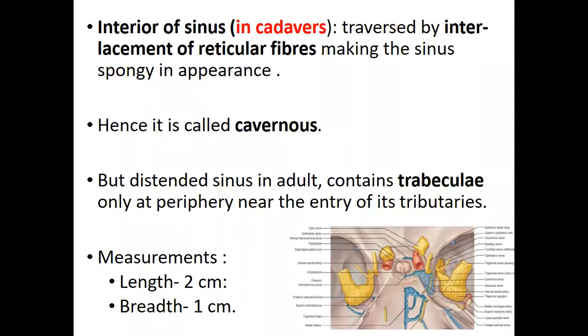But in a distended sinus, in case of an adult, it contains trabeculae only at the periphery near the entry of its tributary. So in a distended sinus, you will not get reticular fibers throughout its extent, only near the entry of its tributary. Dimensions of the cavernous sinus: length is 2 cm and breadth is 1 cm.